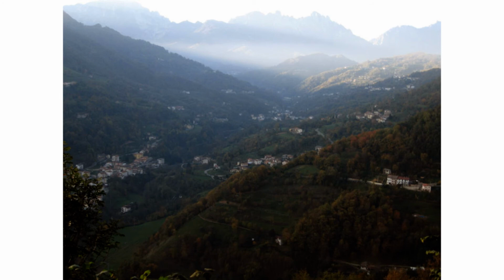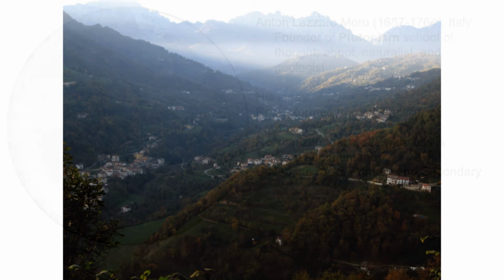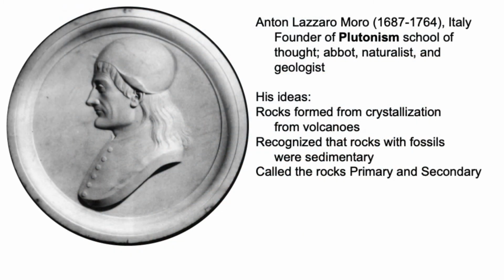Next, we go to another Italian, Anton Lazzaro Moro. He was born in the same area, not in the same province, but a little bit farther to the east from where Arduino was. And he was another gentleman who was an abbot actually. So he was in the Catholic Church, but he also studied geology. And so he was a naturalist, and he recognized in that vicinity that he was dealing with a lot of igneous rocks.